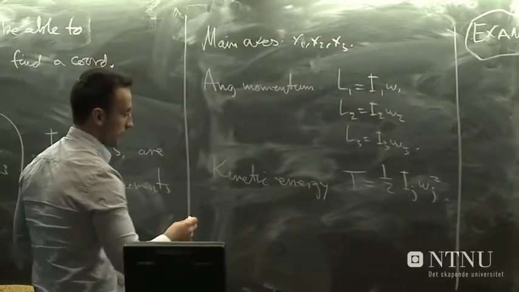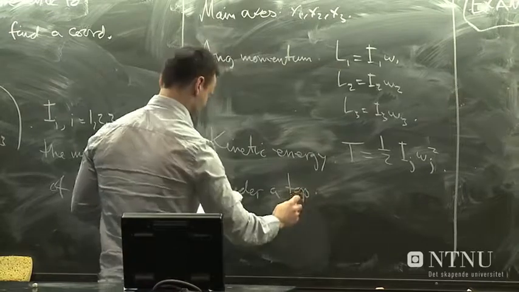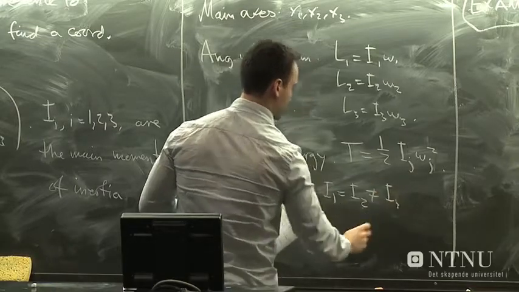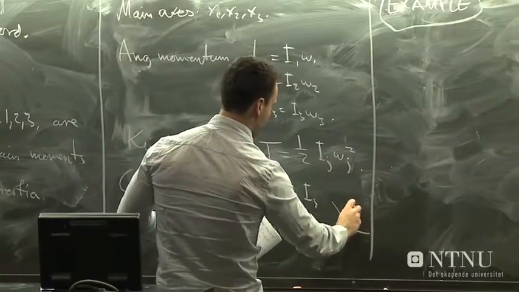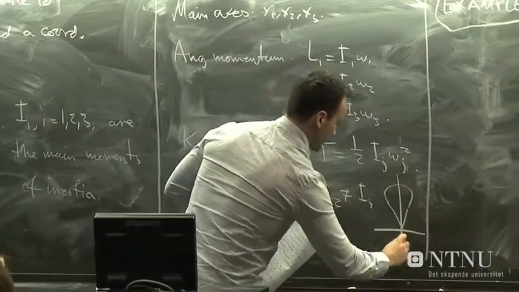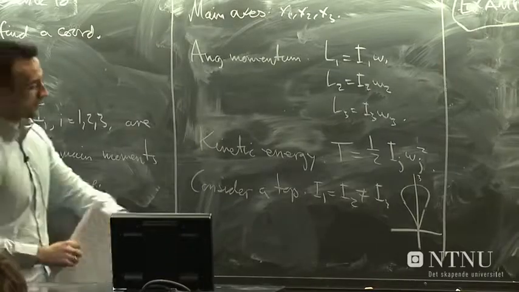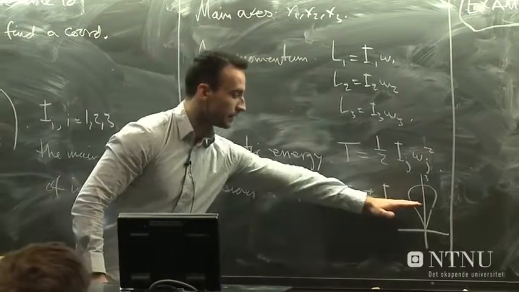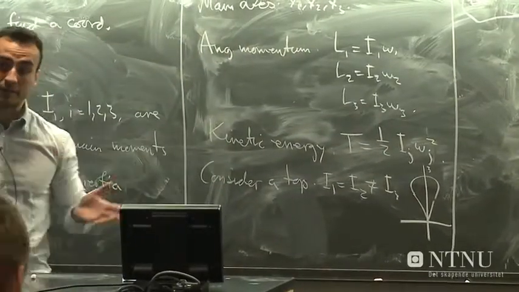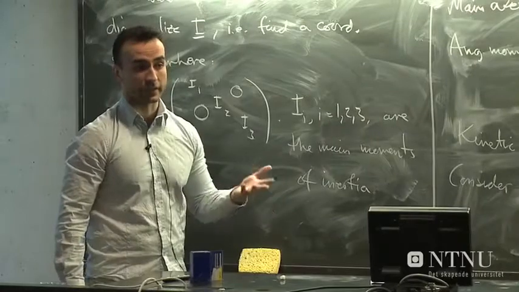So before we take the example, consider the top, which I mentioned. Let's say it looks something like this. In that case, if you have the third axis here, we said you have a symmetry in the plane, which should give you equal moments of inertia here, but they should be different from the third moment of inertia. If you have a completely spherical body, then all moments of inertia should be the same if it's homogeneous.